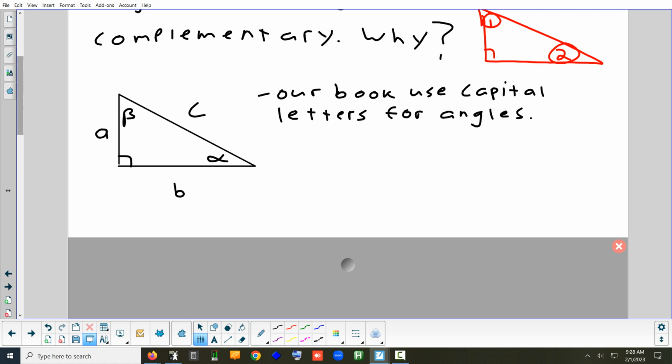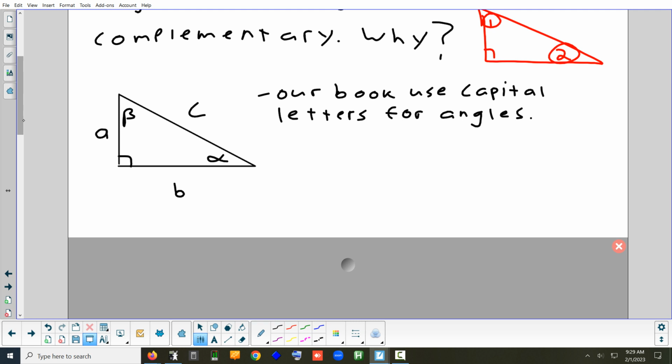So, we will use lowercase a, b, and c to always represent the sides, but we're going to use alpha to represent one of our angles and beta to represent the other one. So now, if I ask you how do you figure out b, you know I'm talking about a side. If I used capitals and lowercases, you'd have to ask me, which b? Capital B or lowercase b? So we won't have any confusion with that.